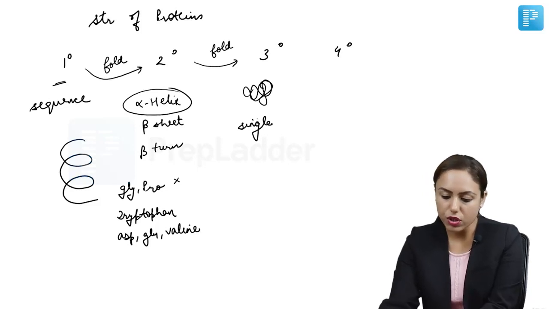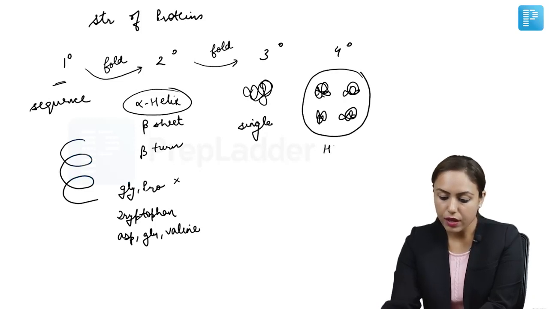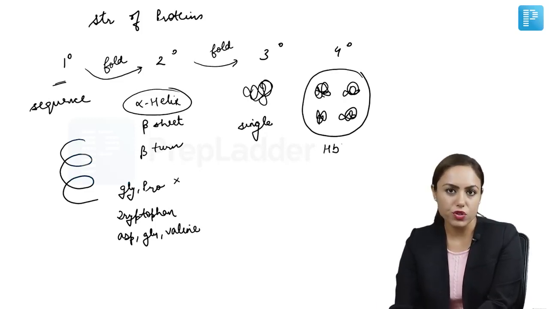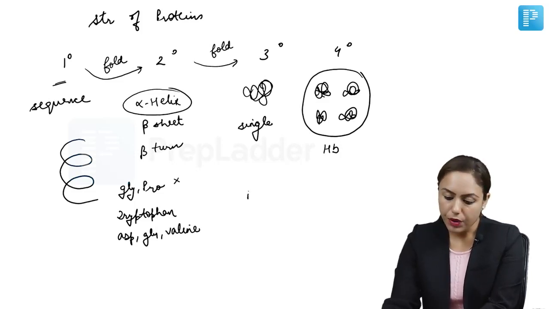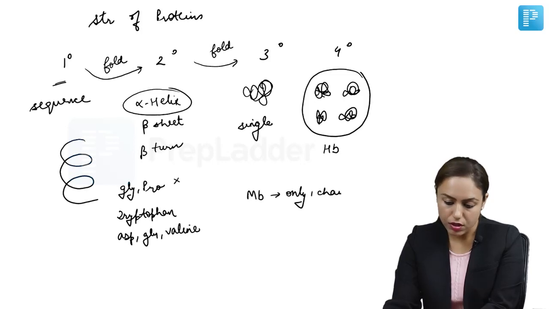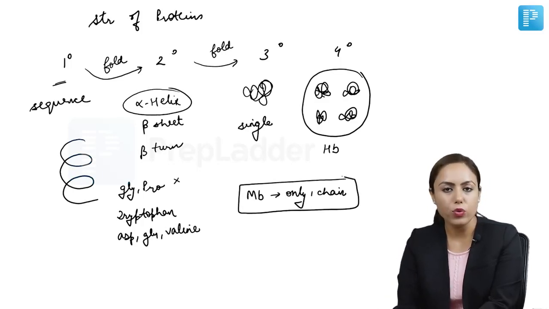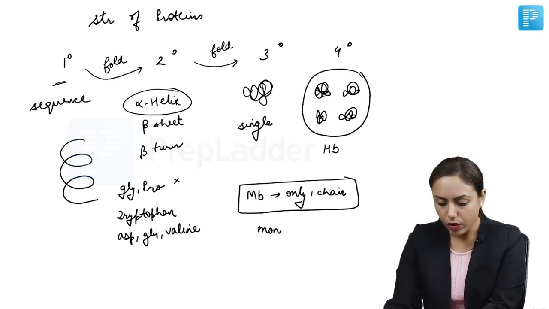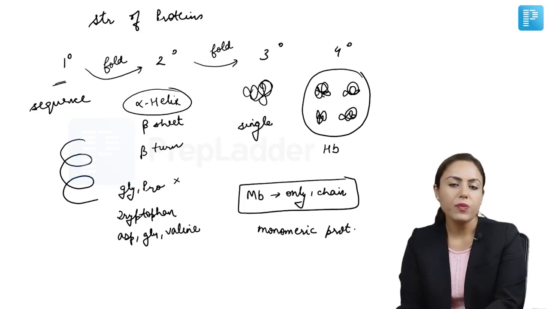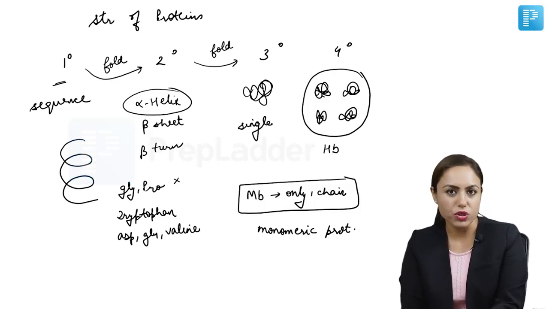Now, quaternary structure means that more than one polypeptide chain is present in a protein, like hemoglobin, which has 4 chains. So, hemoglobin has quaternary structure. But myoglobin has only one chain in it. So, we can say that there is no quaternary structure for myoglobin, or for monomeric proteins which have only one monomer; they do not have quaternary structure, right?